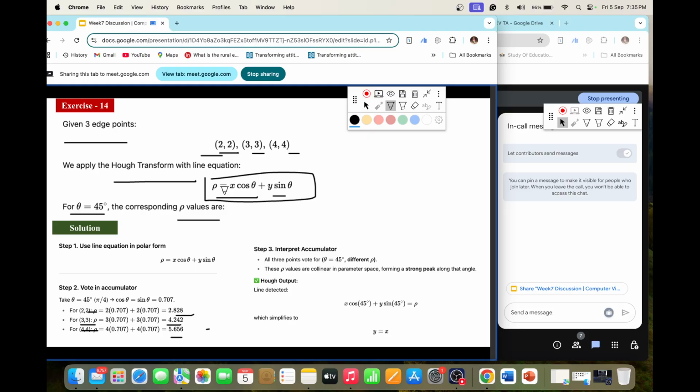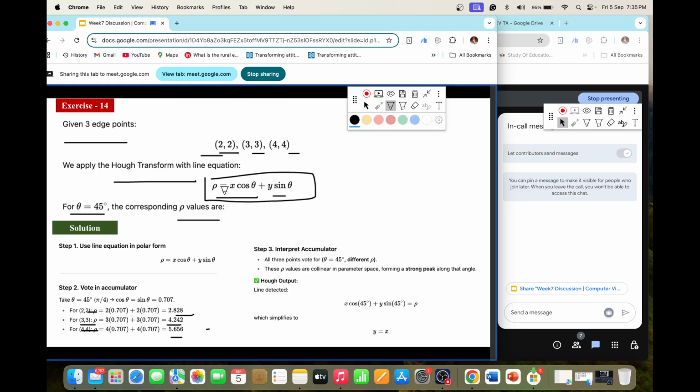Rho is given by x cos theta plus y sin theta. And step 3, for all these 3 points with theta equals 45 degrees, we get different rho values, that is, different perpendicular distances for the same line. So we can easily say these 3 points are actually collinear. And the more points are collinear for a particular theta, the more we will choose that theta value.